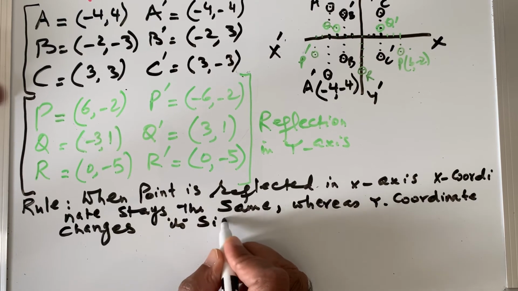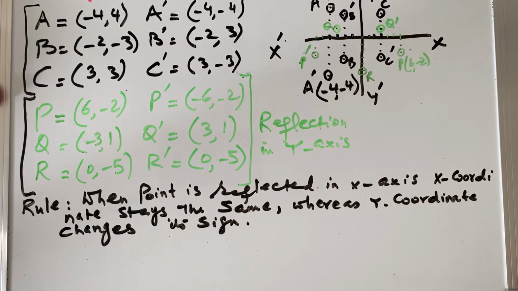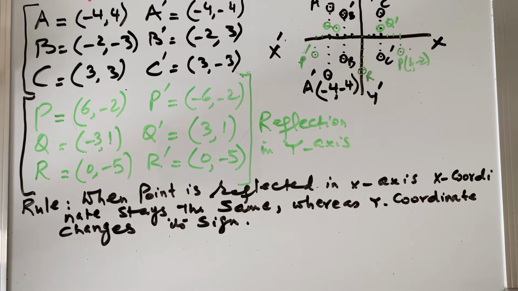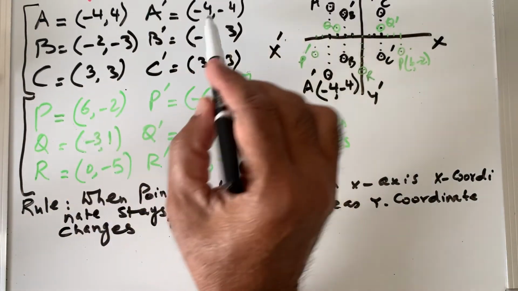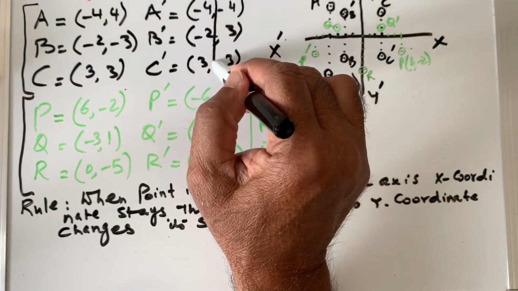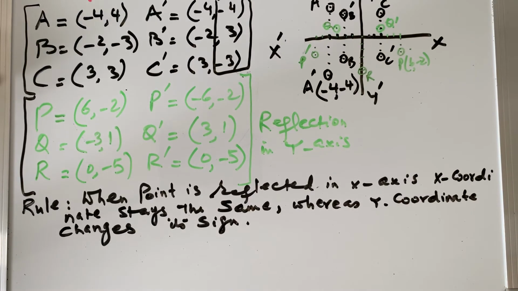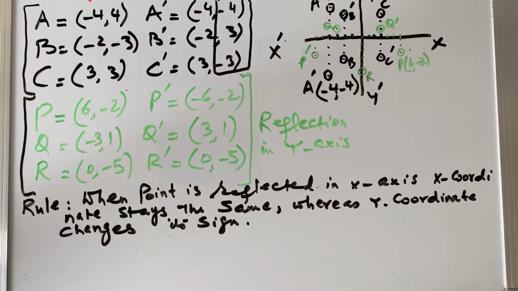Right? So this is the rule which we derive from the above example, that when a point is reflected in the x-axis, its x coordinate stays the same, but its y coordinate changes its sign. You can see here, only the y coordinate changes sign, right? So we are good with the definition. So now the rule number 2, right? When a point is reflected in the y-axis.